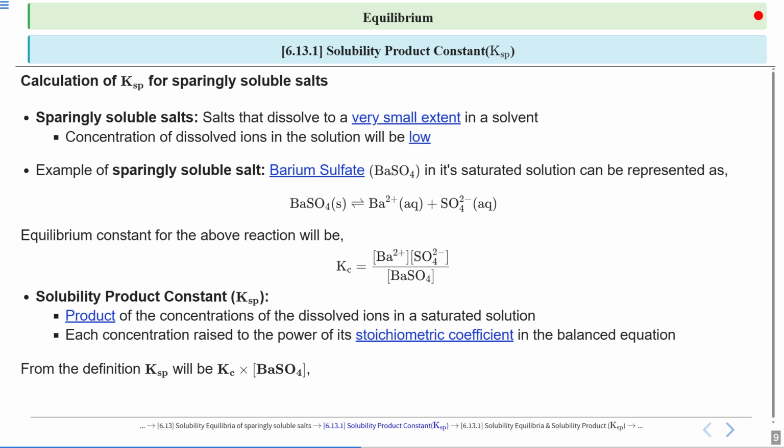Now, from the definition of this KSP that we have seen just now, we can say that it will be Kc multiplied by BaSO4 concentration. Why are we saying it? Because this multiplication of Ba2+ and SO4 2- concentration is equal to this Kc and BaSO4 concentration. Therefore, finally we can write that KSP is nothing but the concentration of barium 2+ multiplied with the concentration of sulfate, each raised to the power of its stoichiometric coefficient. In this case, it is 1.